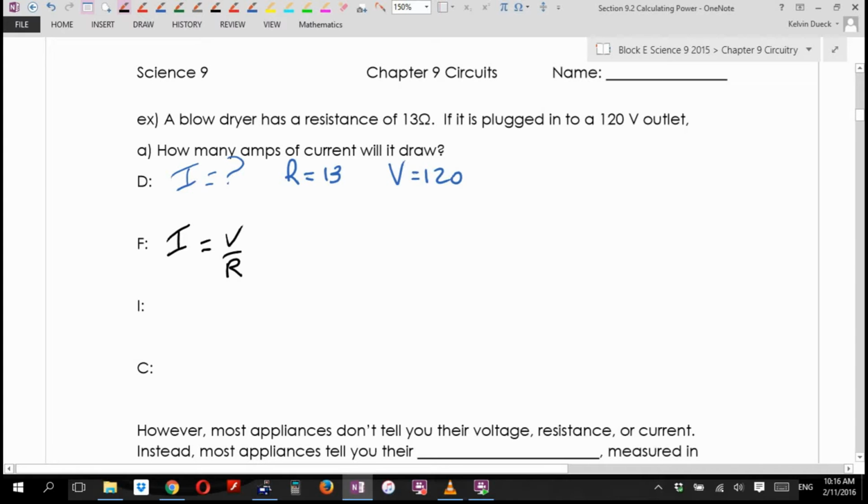Now, insert, plug and chug, as I like to say. What did you say the voltage was, Mason? Over, which means divided by. What did you say the resistance was? What's the answer? Sorry? 9.2 what? What? No, sorry.